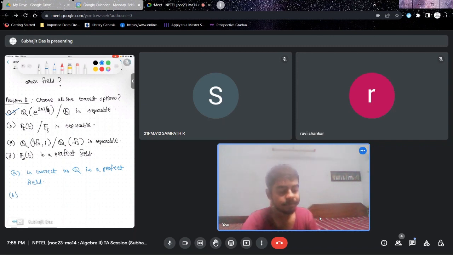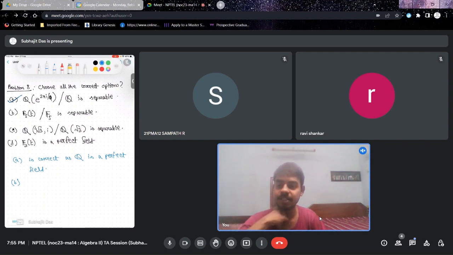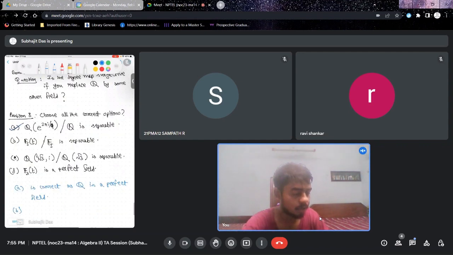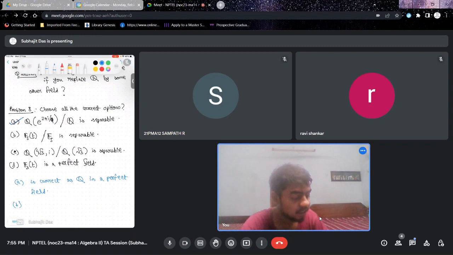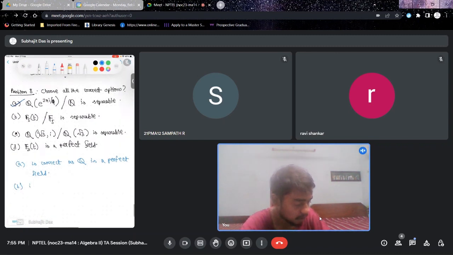What about option B? F5 adjoined with T over F5 is separable or not? This is again not correct, because of the same reason that we saw maybe 2 questions back. So what is a separable extension? You know what separable polynomials over a given field are. A polynomial over a given field is said to be separable if it has distinct roots, that is, it has only simple roots.